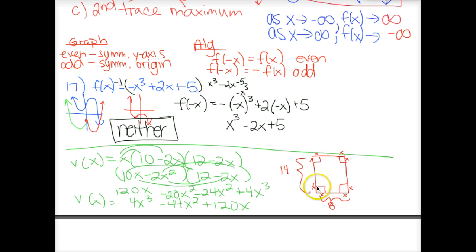If I fold this up, remember that these parts aren't really there. So you're folding up this part, and this then becomes the height. So the height is x, so volume, height times the length. Well, the length, it was 14, but we took out an x on each end. So it's 14 take away 2x.